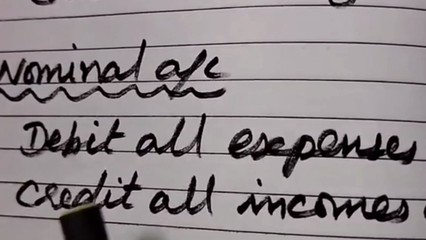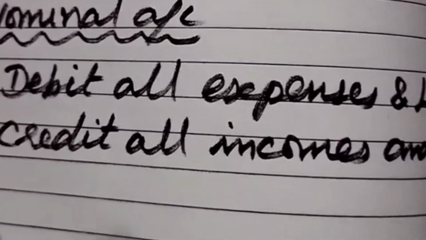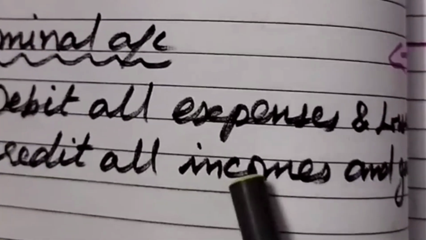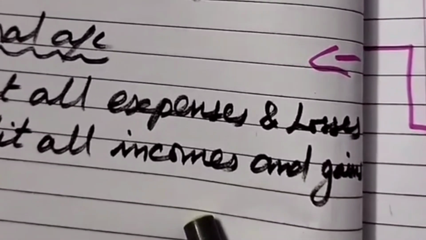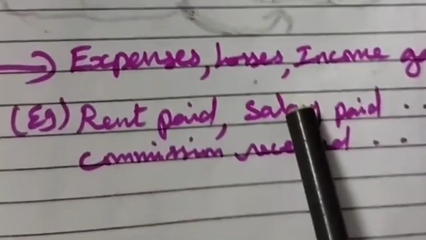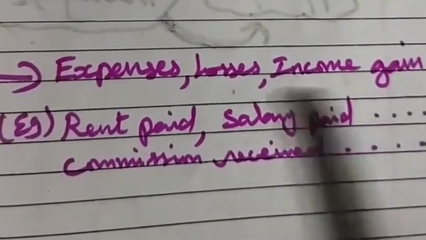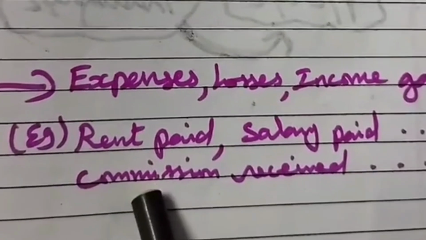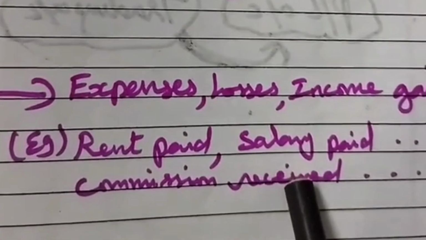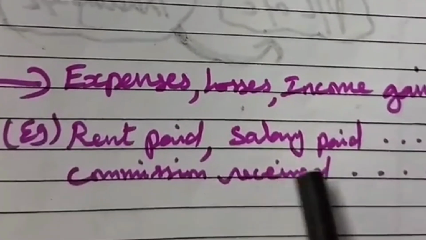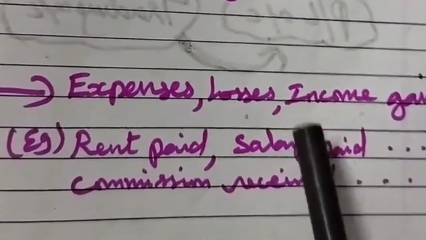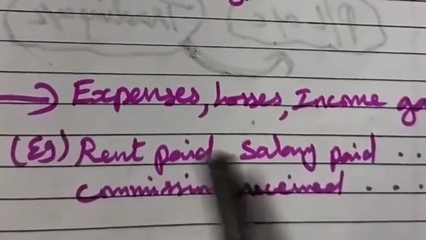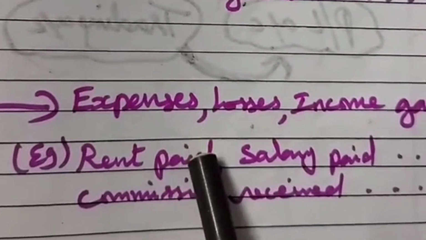Okay, then nominal account. For nominal account, all the expenses and losses should be debited. Then incomes and gains should be credited. Example, rent paid, salary paid, then commission paid, so many expenses, electricity paid, like that. Then incomes means commission received. Sometimes rent also we can receive. So whatever is received will come under nominal account. What expenses we paid for, that will come under nominal account.